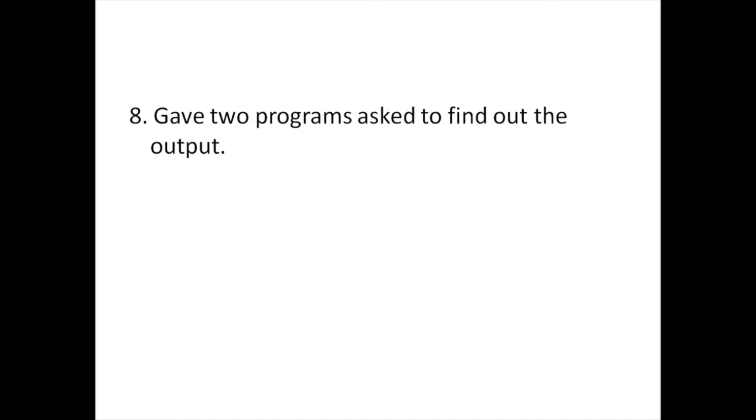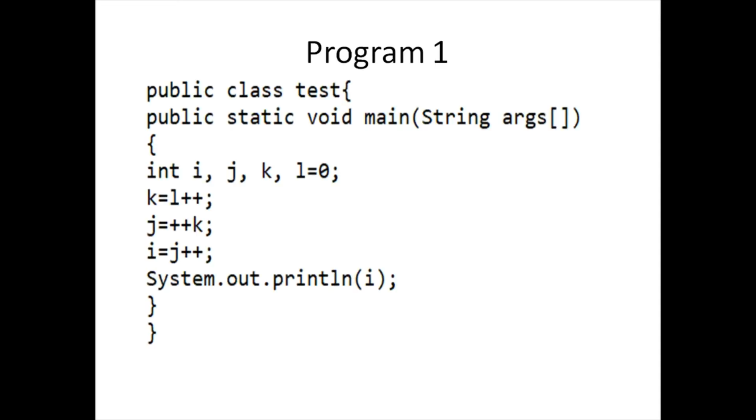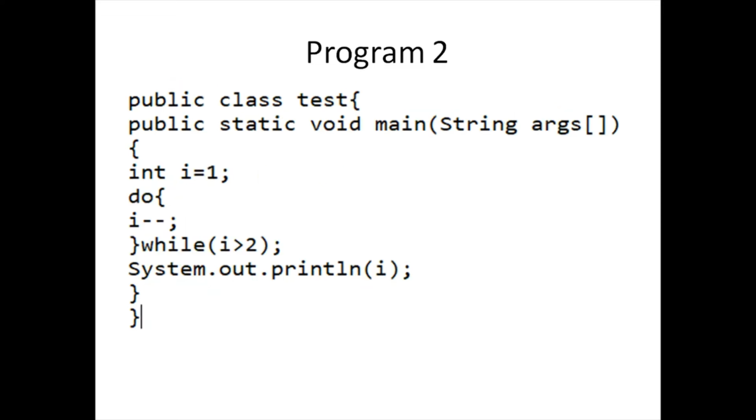Then he gave me two programs and asked me to find the output. The first program is about prefix and postfix. If you know the answer to this question, you can comment below and refer to this program. Then program 2, again a demonstration of do while. What is the output of i here? These two programs he asked me, and he asked me to write the output in that comment box.